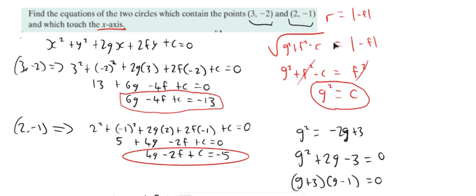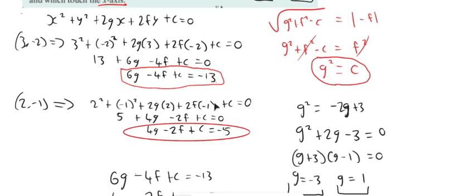Here, I let the formula for radius, the root of g squared plus f squared minus c, be equal to the absolute value of minus f. I square both sides, and that changes into f squared is equal to g squared plus f squared minus c. We get g squared is equal to c.